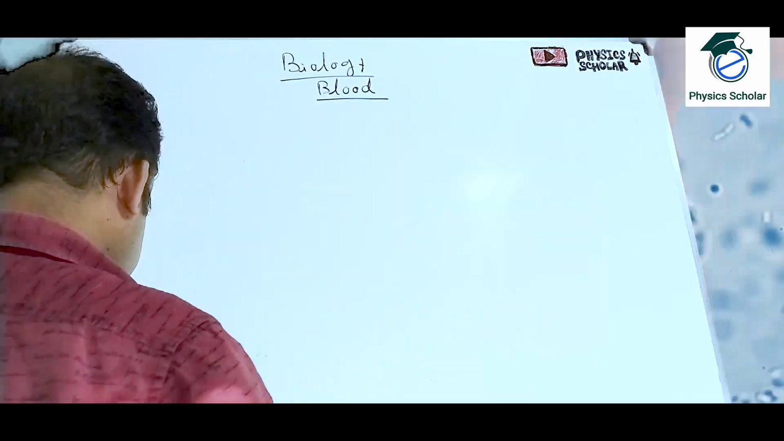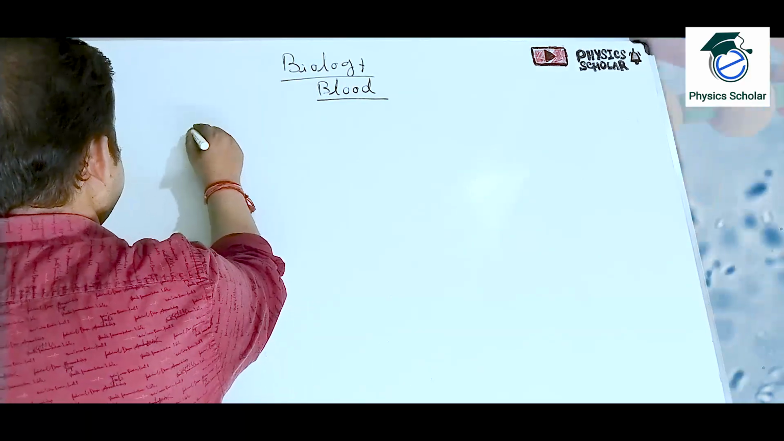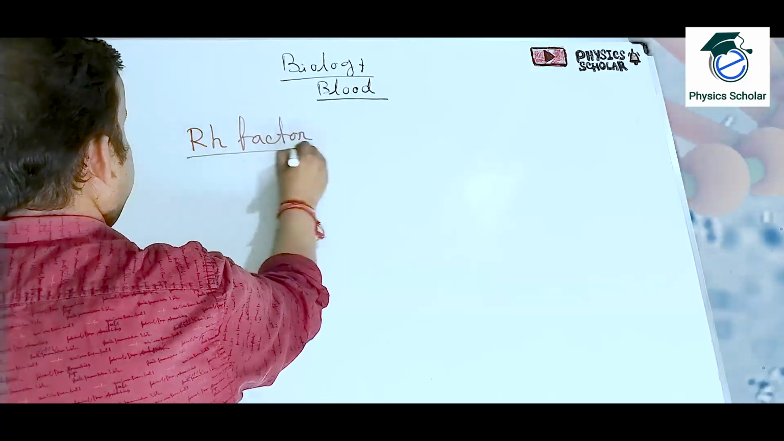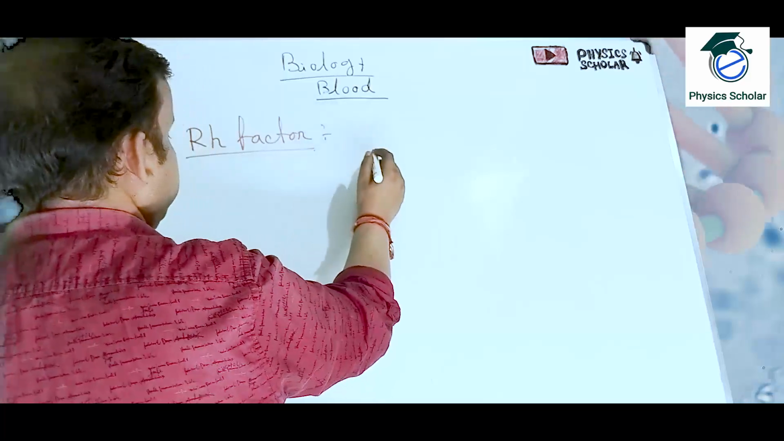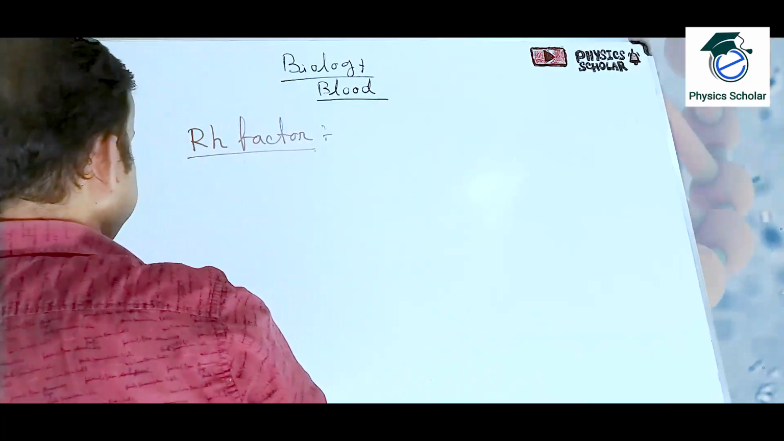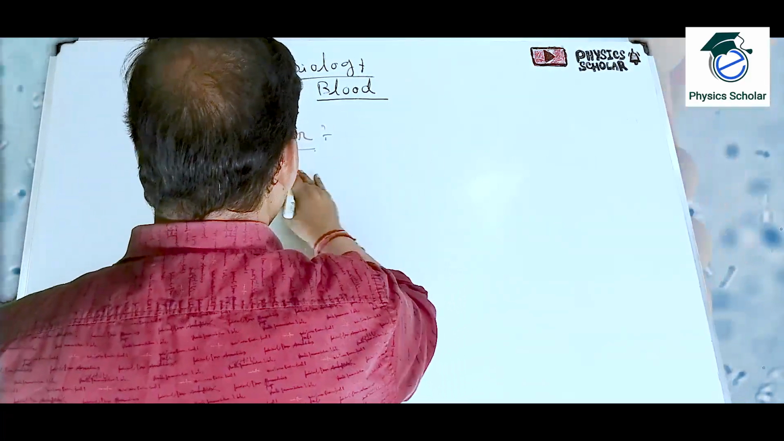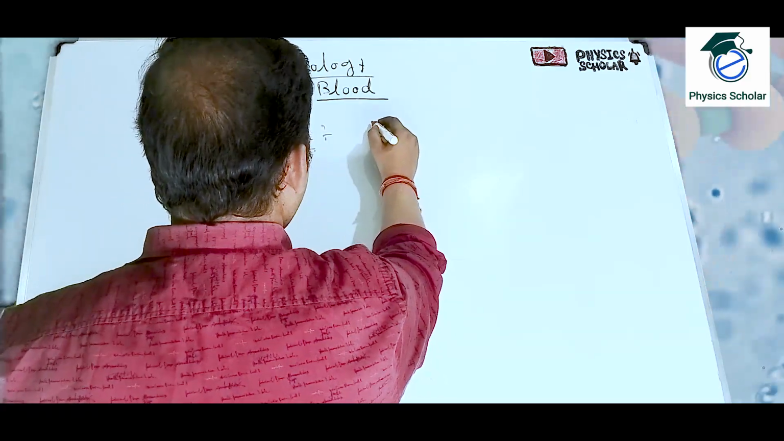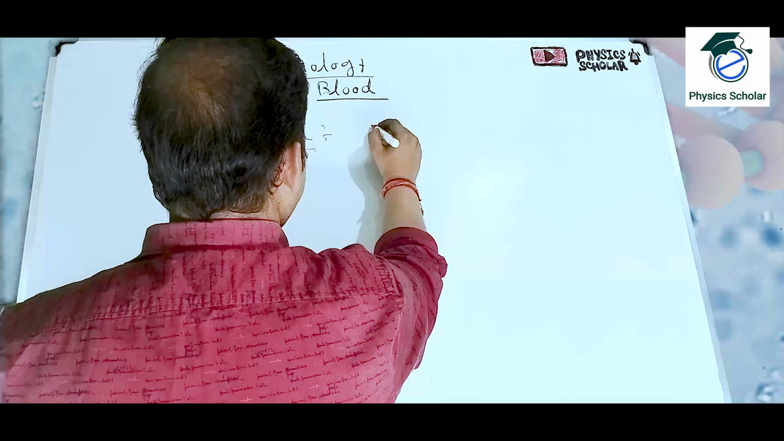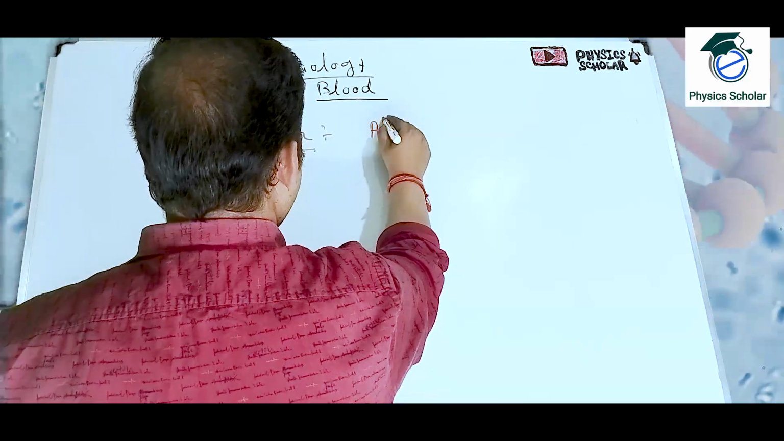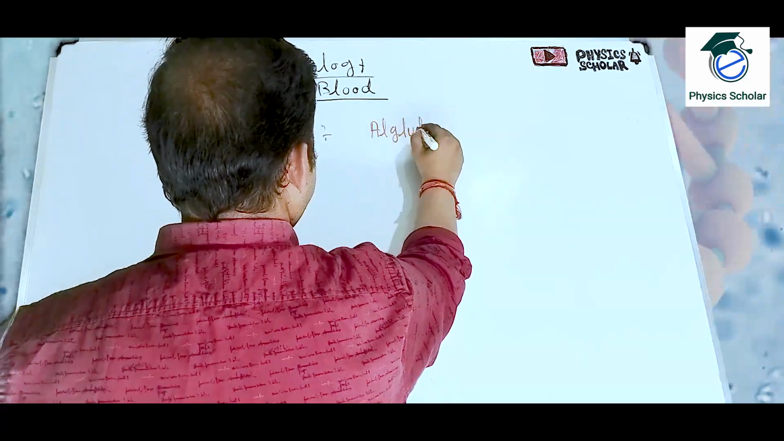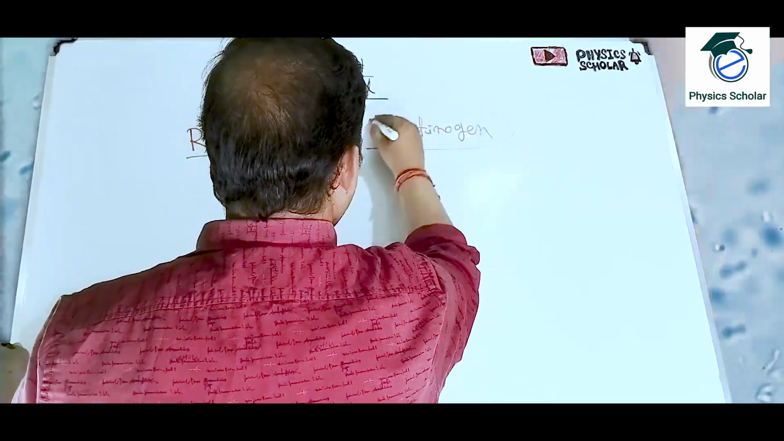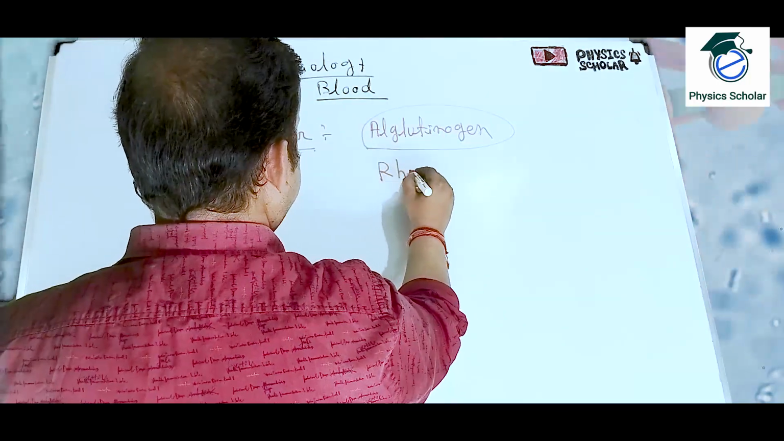So students, now let us move to the next topic, that is the Rh factor. One type of Indian monkey is there. Okay. So in the serum actually we have one special type of agglutinogen. It is known as Rh factor.